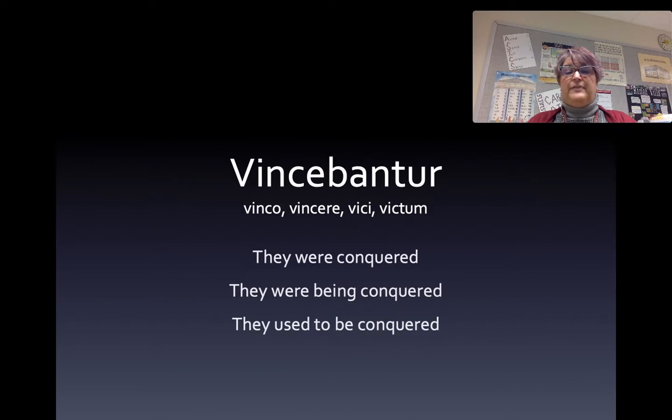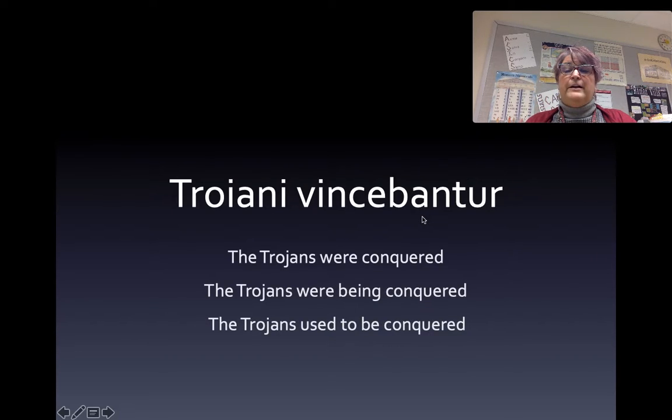Let's go back and look at this one. It's vinco, vincere. It's a third conjugation verb, no EO in front of the O. So this is just third conjugation. So I have the base vinc, the connecting vowel E, and then my ending. And then you can see that even when I change to third person plural, I'm not going to change the vowel. I'm going to keep it with an E.